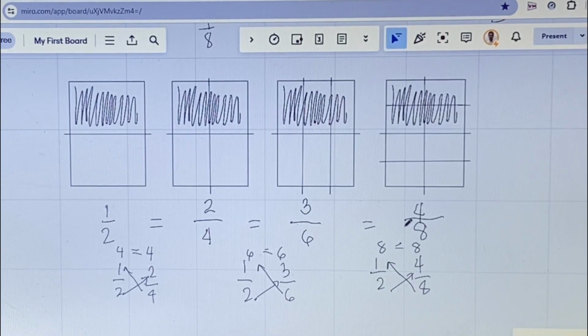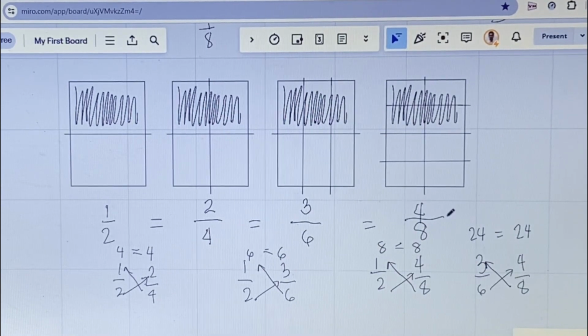Now what if I wanted to check if 3/6 and 4/8 are equal? So simply 3/6, 4/8. Let's draw some lines. 8 times 3 is 8, 16, 24. 6 times 4 is also equal to 24. And there you go. As you can see, they're equal. So it means 1/2, 2/4, 3/6, 4/8, they are all equivalent fractions. Okay, got it?